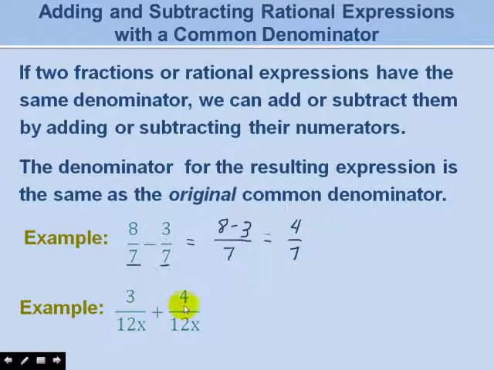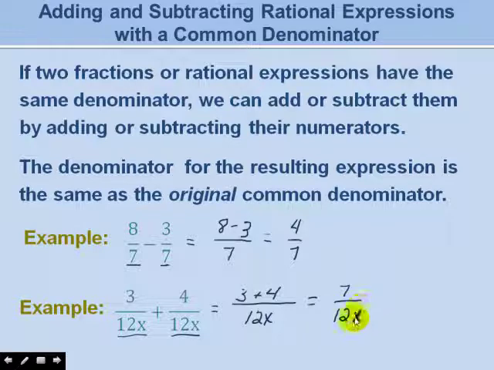Now let's look at what happens with a rational expression. It's the same idea here. If we already have the same denominator or a common denominator for both of the rational expressions, then we can add or subtract these just by adding or subtracting the numerators. So in this case, we're adding our numerators, which are 3 and 4. And we're writing this now as one rational expression, and our denominator is going to be the same denominator that we had in our original two rational expressions. So we'll end up here with a result of 7/12x.